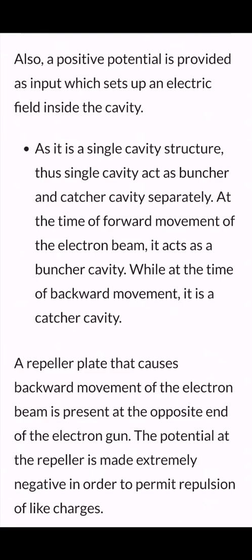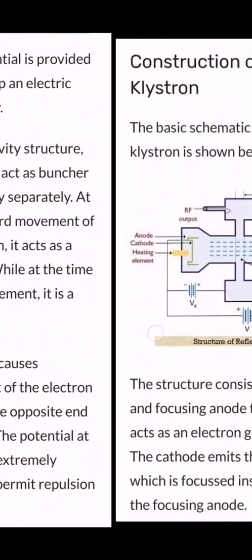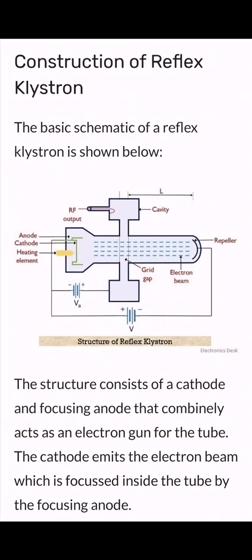As it is a single cavity structure, the single cavity acts as a buncher and catcher cavity separately. At the time of the forward movement of the electron beam, it acts as a buncher cavity, while at the time of the backward movement, it acts as a catcher cavity. A repeller plate that causes the backward movement of the electron beam is present at the opposite end of the electron gun, which you can see in the structure of reflex klystron.